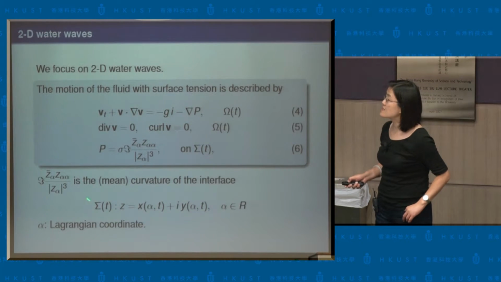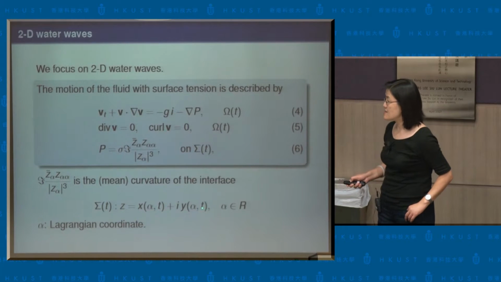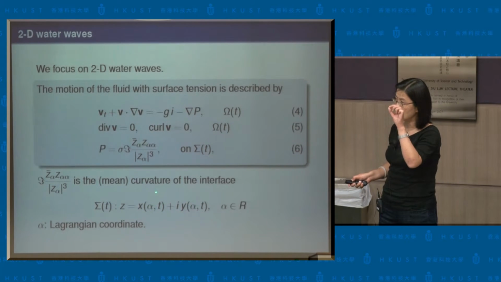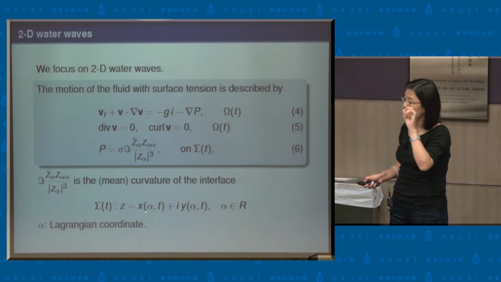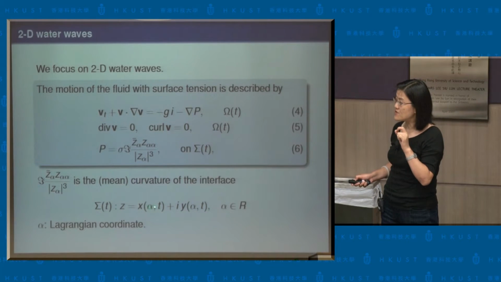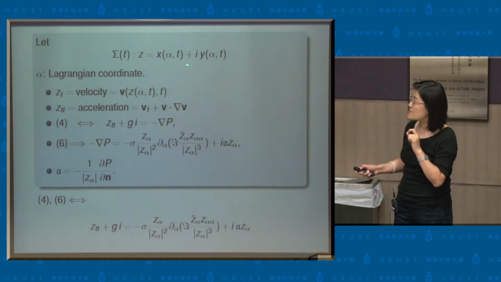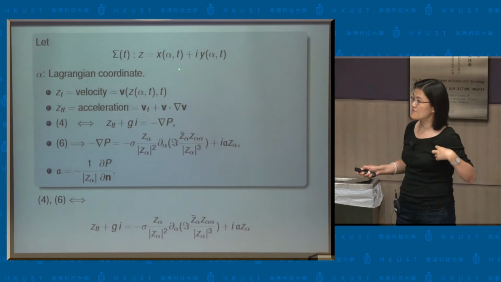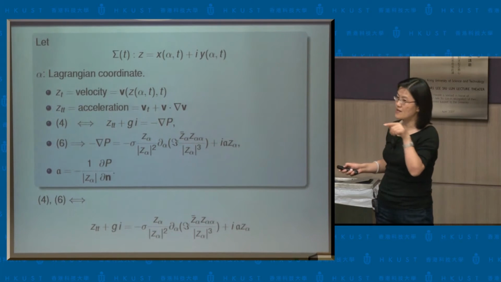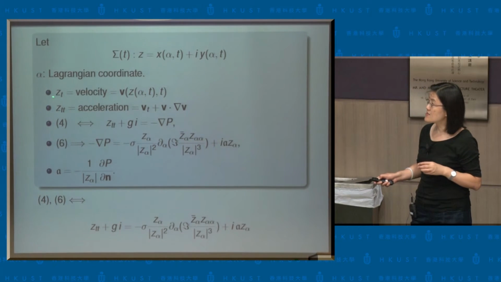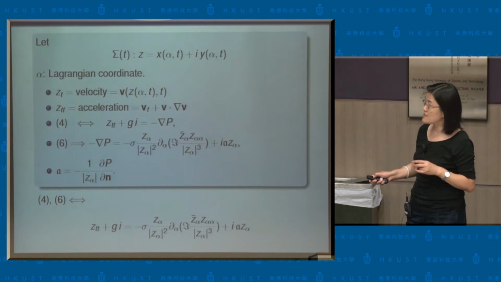So this is the interface in Lagrangian coordinates. That means I label the particle at initial time by alpha, and I label the same particle alpha for all time. This is the trajectory of the particle alpha at time t. In 2D, I use a complex variable: instead of writing x, y, I write x plus i y. Taking a derivative in t, I get the velocity. Taking two derivatives in t, I get the acceleration.